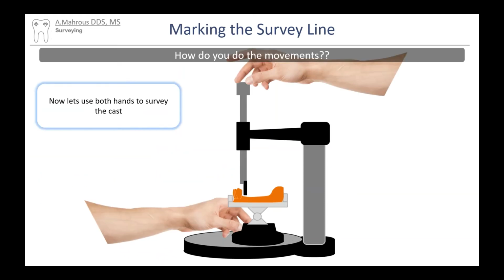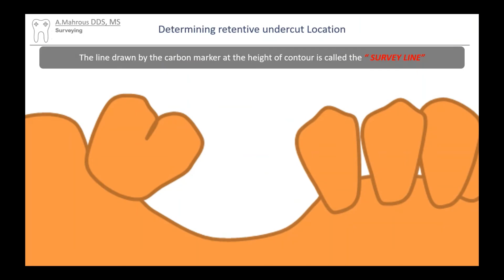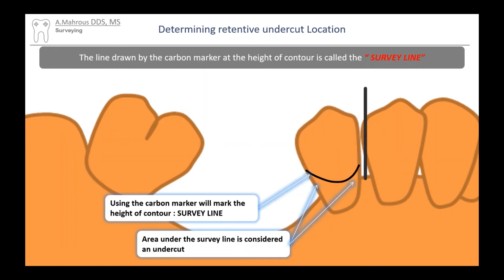When you move them together, you'd be able to move the mandrel up and down the contours of the tooth as you move the table to move the cast across the mandrel. As you do this, the side of the lead marker will rub against the height contour, thereby drawing a line that we call the survey line. Underneath the survey line are undercuts.